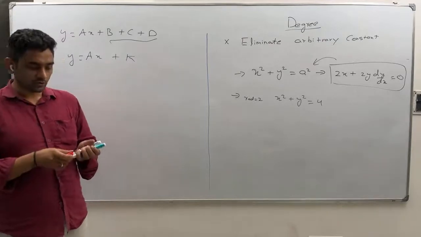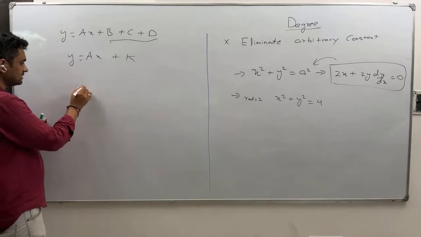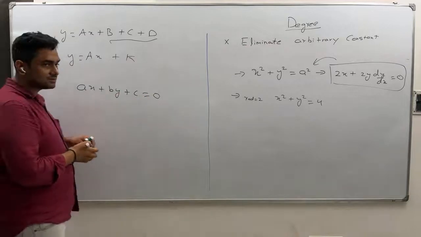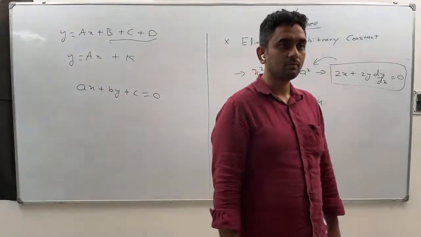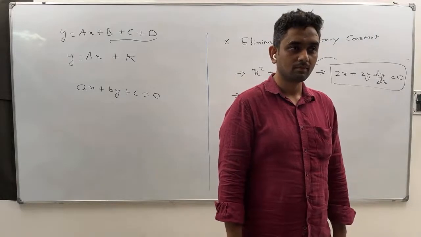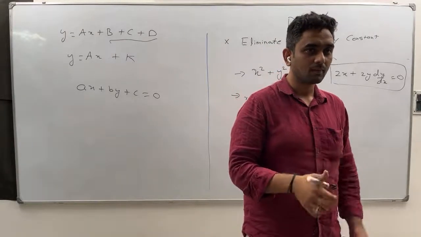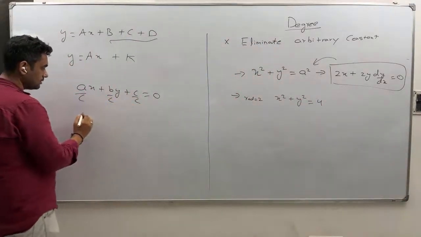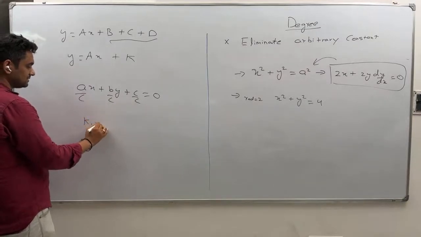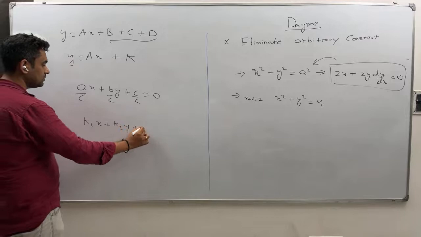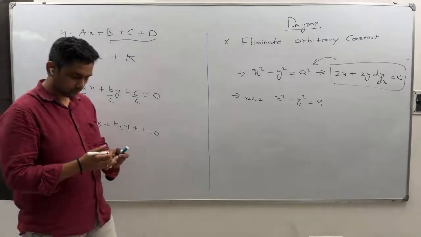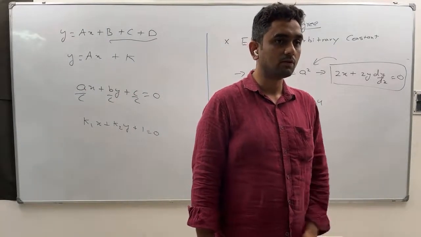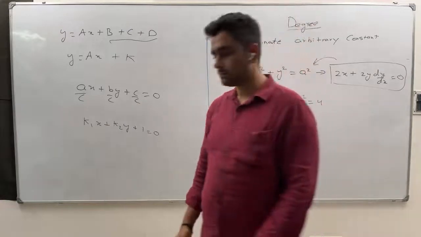So, for example, if I write the equation of a line, that is ax plus by plus c equal to 0. How many arbitrary constants are there in the equation of a line? There are two. How? I'll divide this entire equation by c. So what will you get? k1x plus k2y plus 1 equal to 0. So always minimize your arbitrary constants.